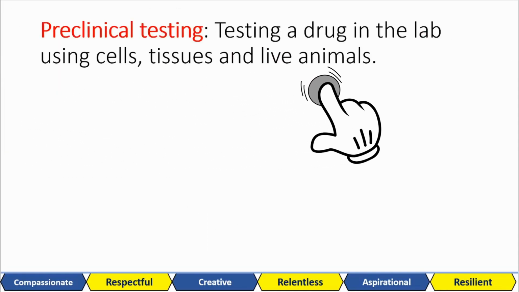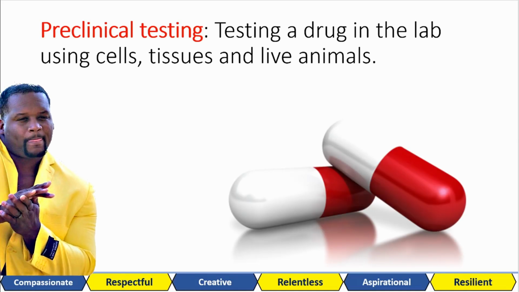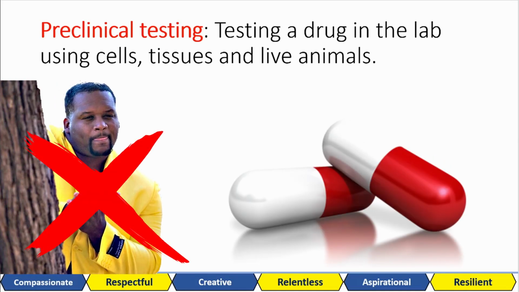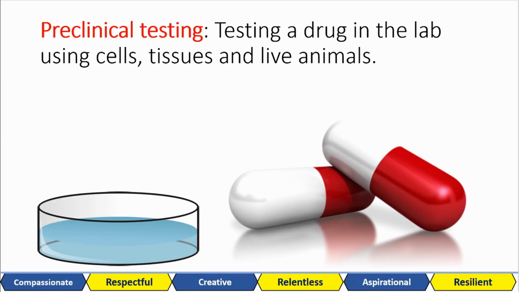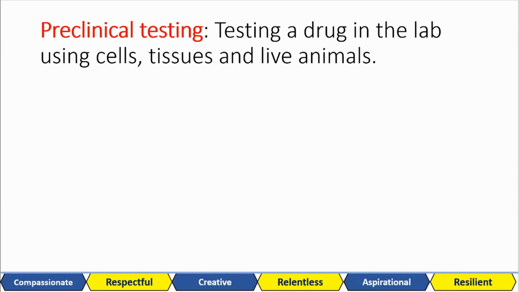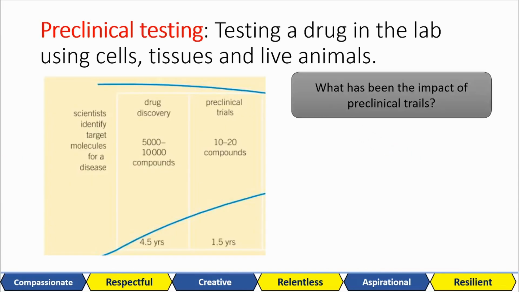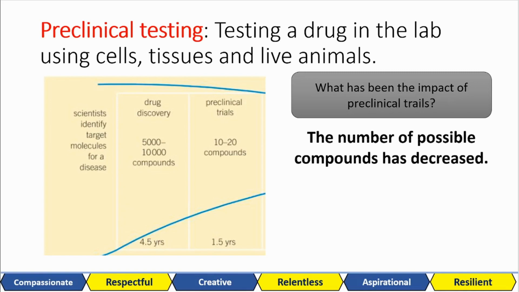Preclinical testing occurs before the drug is tested on humans. This involves testing the drug on cells, tissues, and live animals. Let's see the impact of preclinical trials. When the drug was discovered, you have a possibility of up to 10,000 compounds that could be your active drugs. But during the preclinical trials, we reduced the possible compounds to roughly 20 compounds.